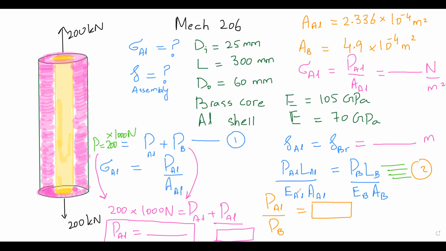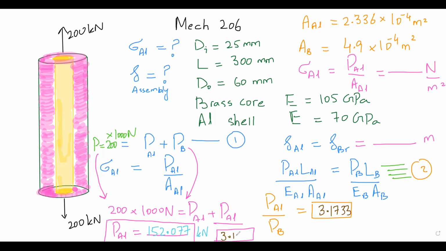152.077. So I will say P aluminium is 152.077 kilonewton. Can you please give me the box? This box? Orange one, sir? Yes, P aluminium over P brass? 3.17. Very good. 3.1733. This is a ratio.